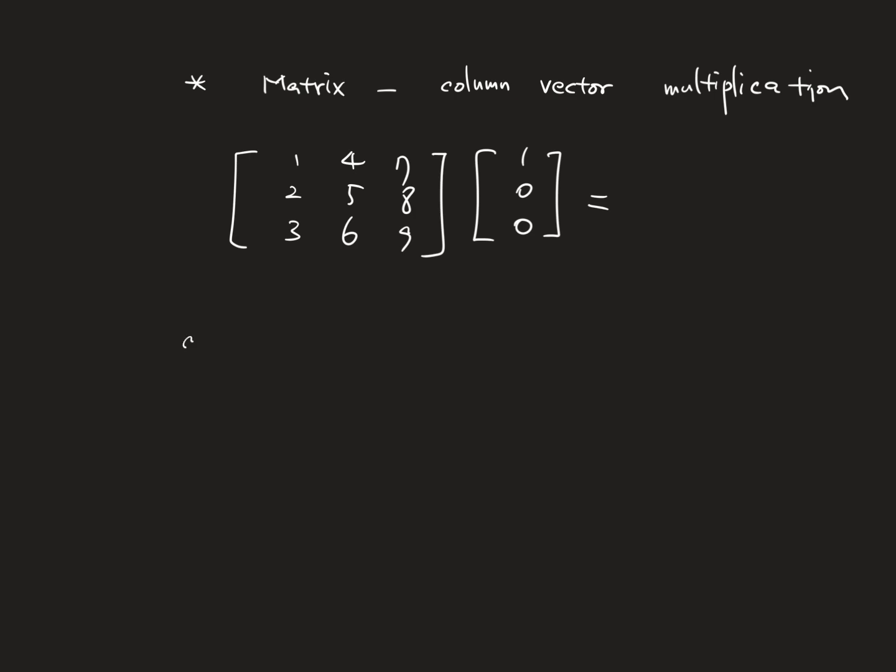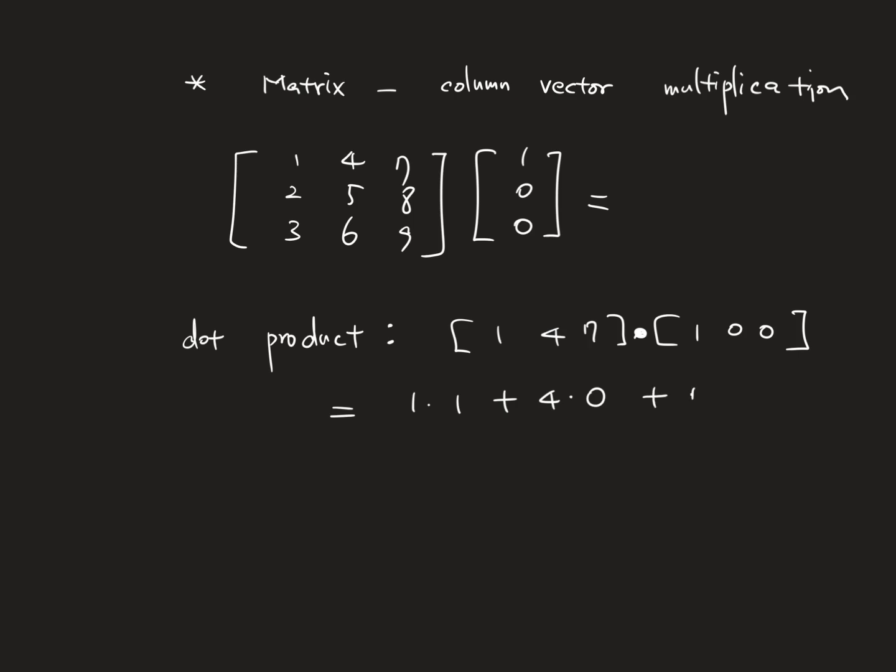So, for example, a dot product is simply (1, 4, 7) and (1, 0, 0). We have a big dot here. This is called the dot product. What we have is a scalar: 1 times 1 plus 4 times 0 plus 7 times 0. So what we have is just 1. And this is the dot product. When you have two vectors, we can define a dot product.